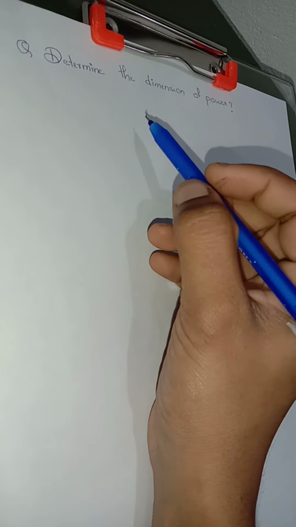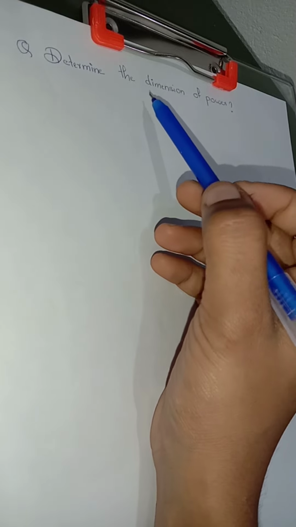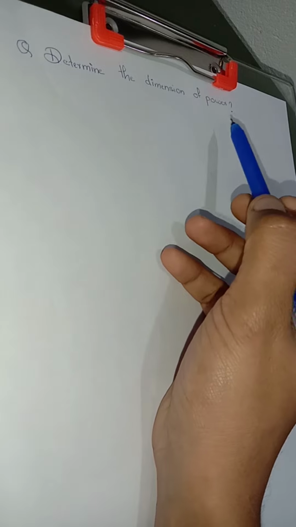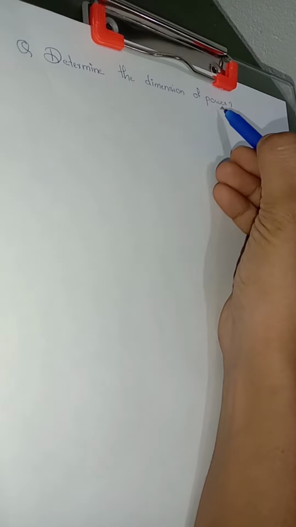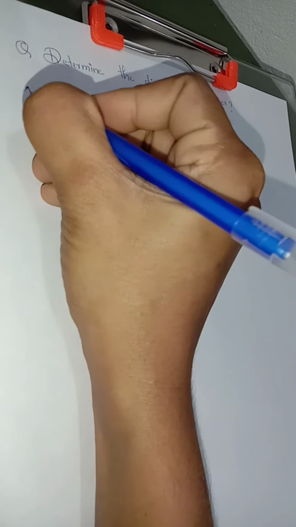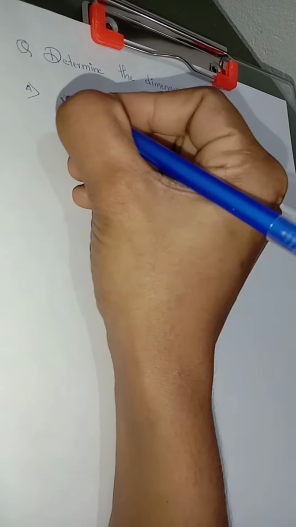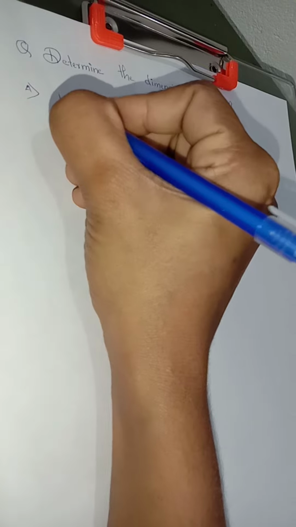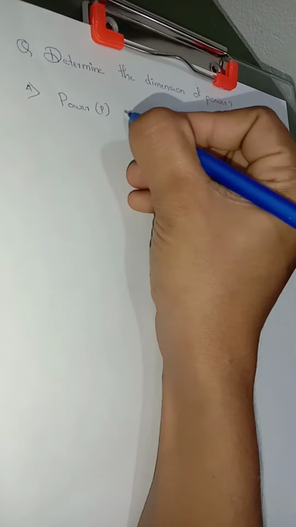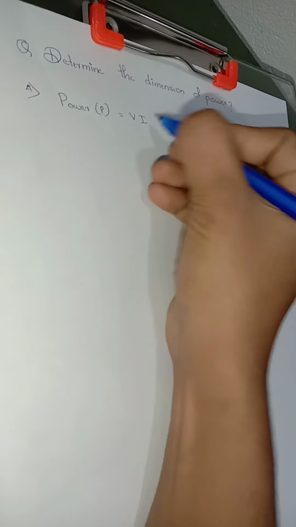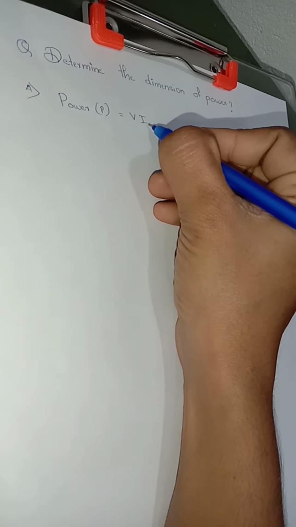So today we are going to do this question. The question is determine the dimension of power. So you have to find the dimension of power. So first, writing it, we have to write power. We know the equation for power, which is represented by P, is V into I, where V is a voltage and I is a current.